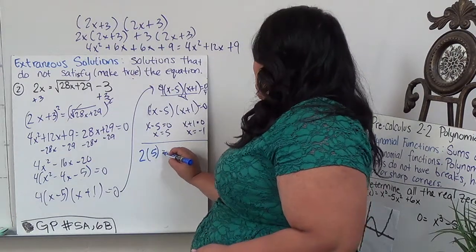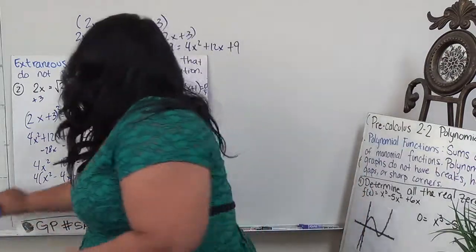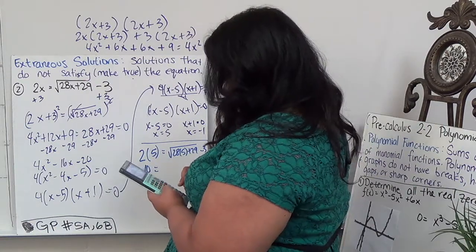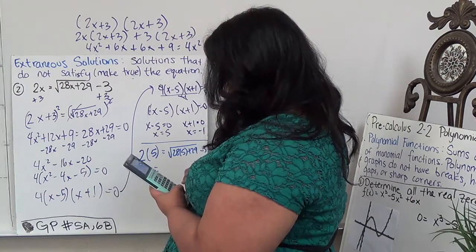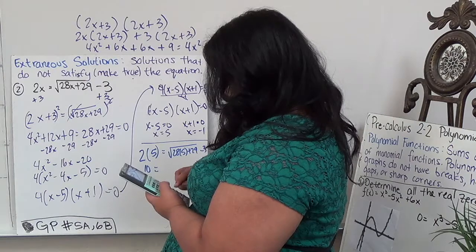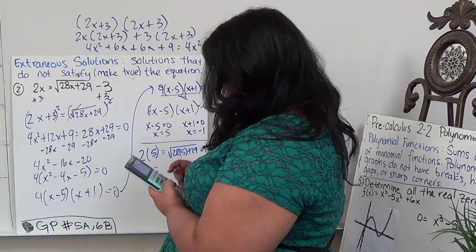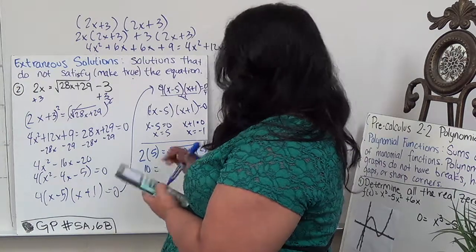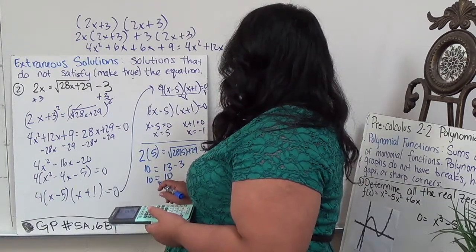2 times 5 equals square root of 28 times 5 plus 29 minus 3. So this gives me 10 equals square root of 28 times 5 plus 29. Nope, that's not right. Sorry, 13. 13 minus 3, so 10 equals 10. And then this is a solution.